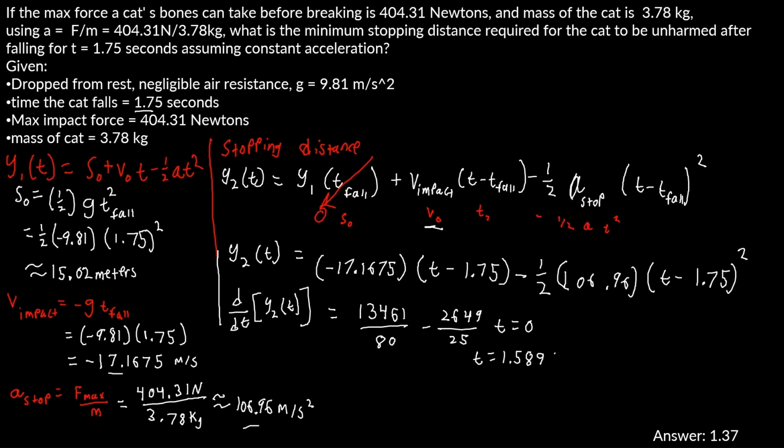It's at 1.58. Plugging this value back into the position function will result in the minimum stopping distance required for the cat to be unharmed. Plugging this into the original equation, we get a value of 1.37 meters.